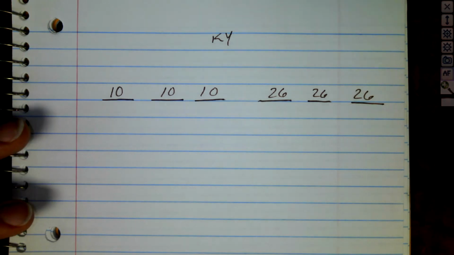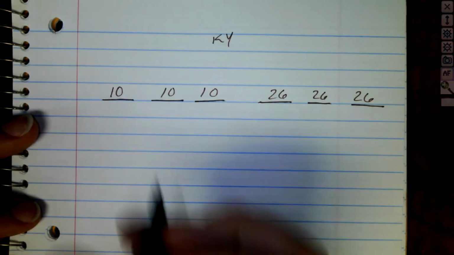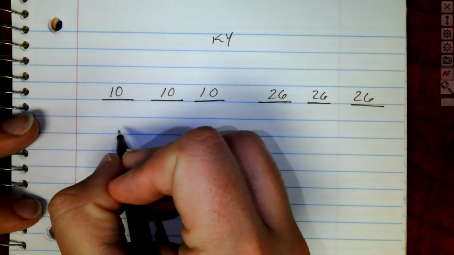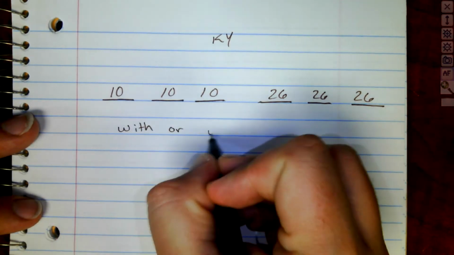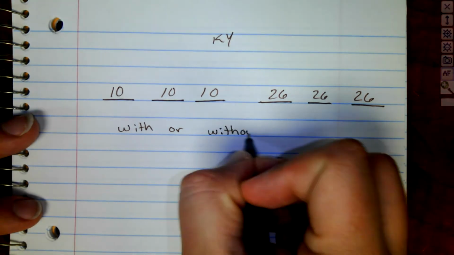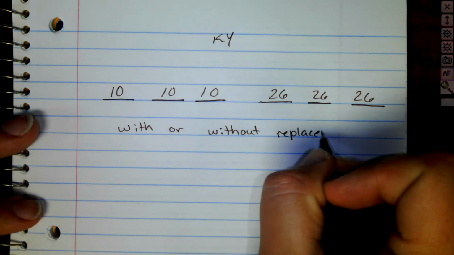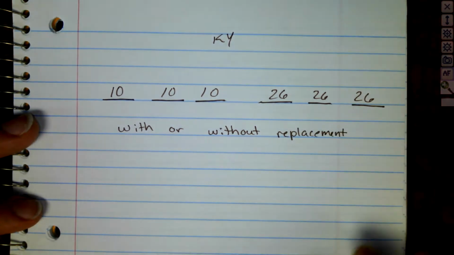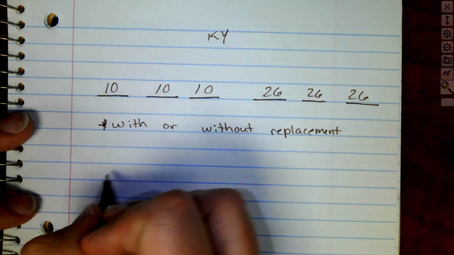Now, there are special circumstances. One of them that I did not go over with you last class, and that I want to go over with you because it wasn't in your notes, is with or without replacement. Have you all ever heard of that before? That means this.